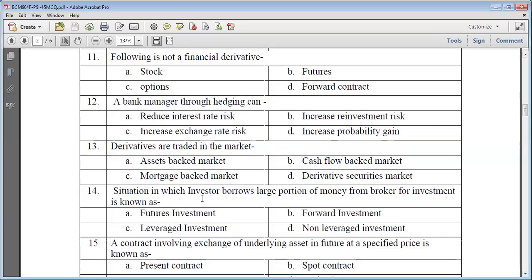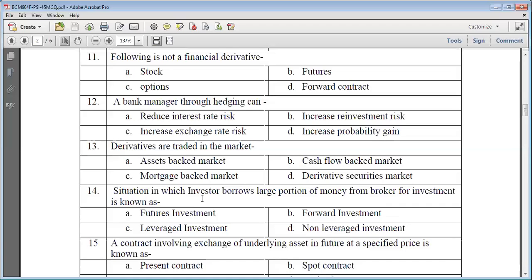Now we are moving to the 14th. The situation in which an investor borrows a large portion of money from a broker for investment. When the investor borrows a large portion of money from the broker, is it for future investment? Is it for forward investment? Is it for leveraged investment? Is it for non-leveraged investment?